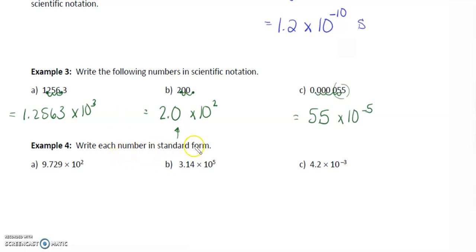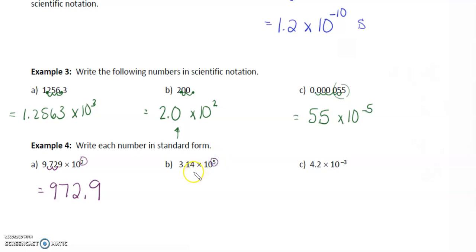Now write each number in standard form. So 9.729 times 10 to the power of 2. This tells me that when we move to the right 2 units, I get 972.9. So what about B? 3.14 times 10 to the power of 5.